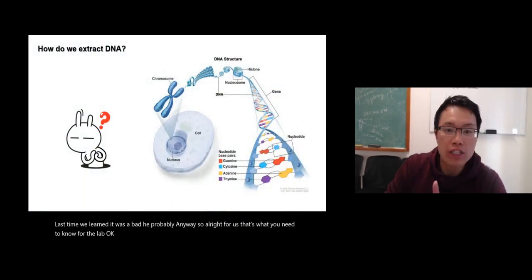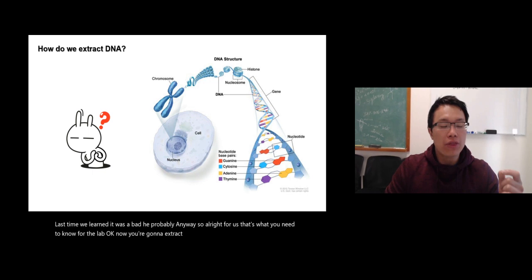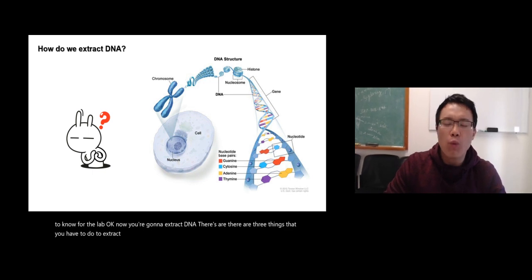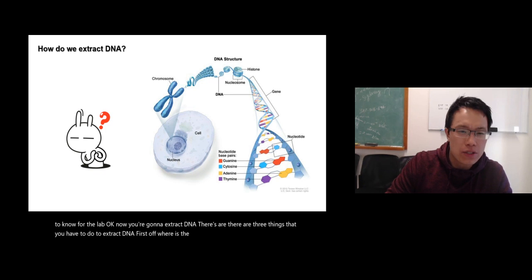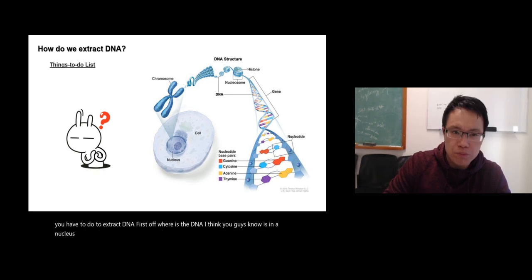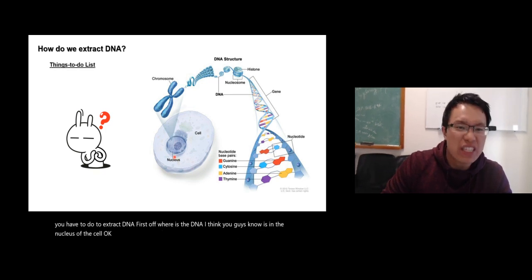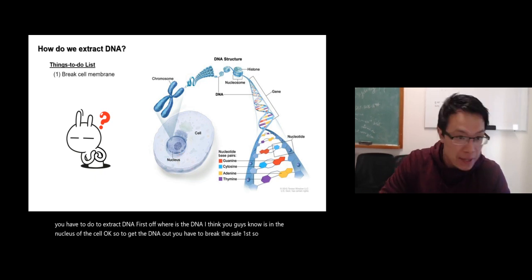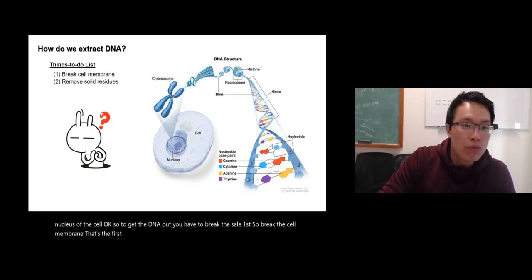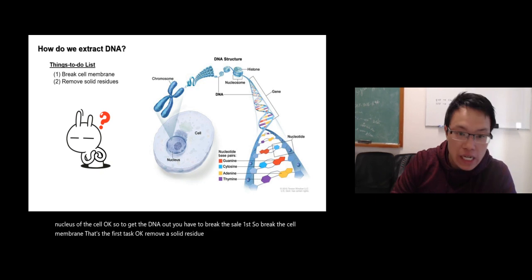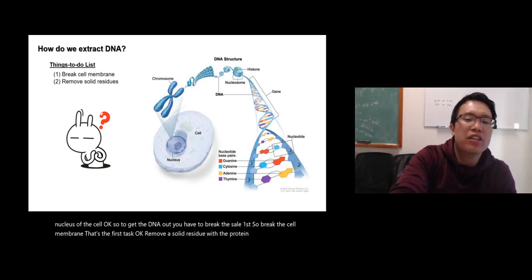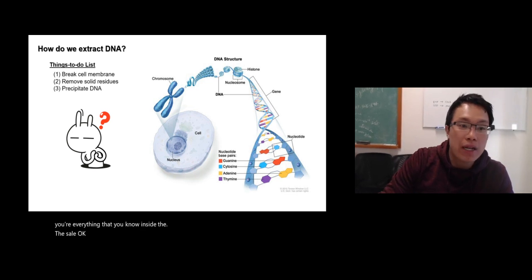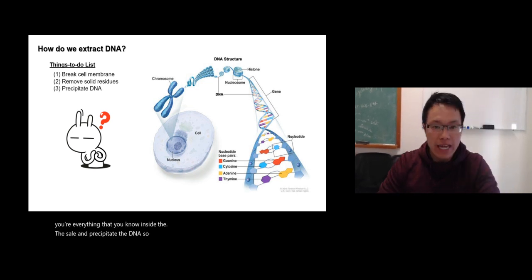Now, you're going to extract DNA. There are three things that you have to do to extract DNA. First off, where is the DNA? I think you guys know. It's in the nucleus of the cell. So to get the DNA out, you have to break the cell first. So break the cell membrane. That's the first task. Second, remove the solid residue, the protein, everything that you know inside the cell. And third, precipitate the DNA so we can get it as a solid.